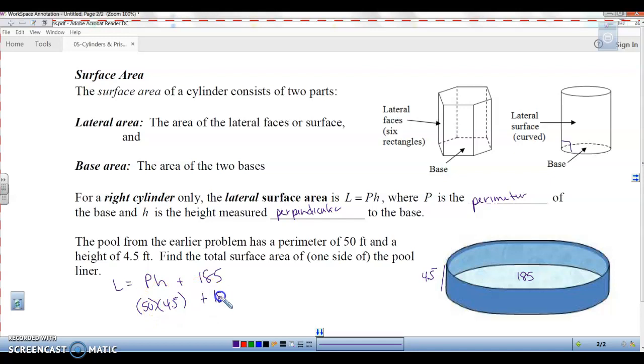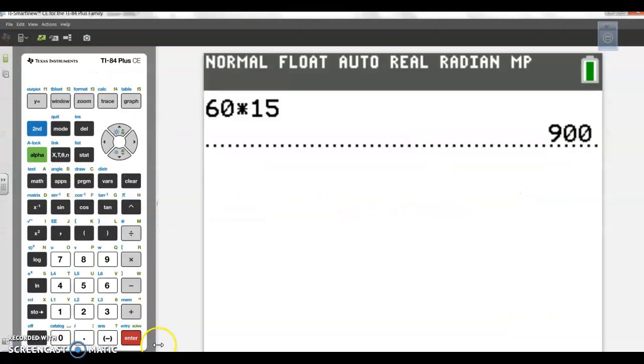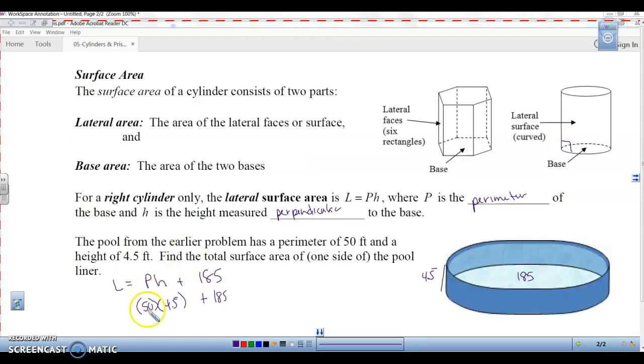and then plus 185. All right, so 50 times 4.5 is 225 plus 185, and that adds up to be 410 square feet. Area is squared, so it's going to be squared.